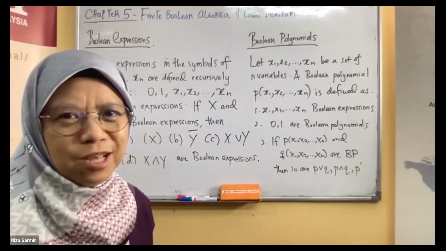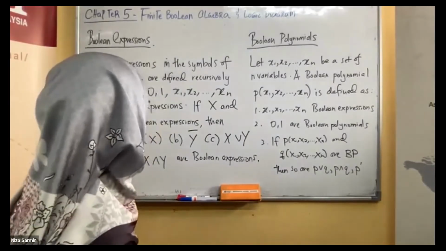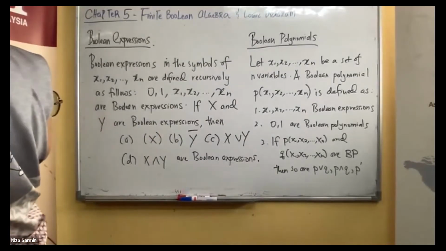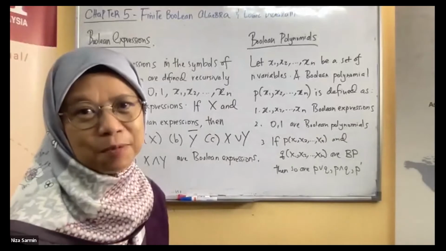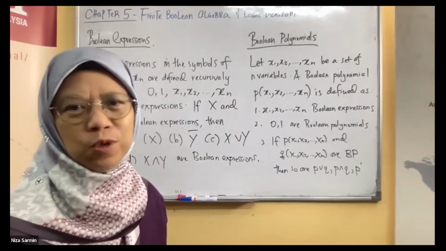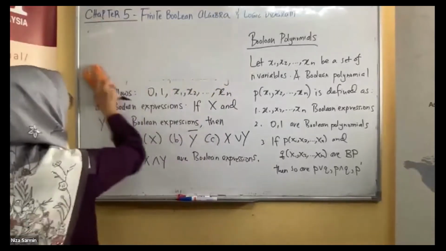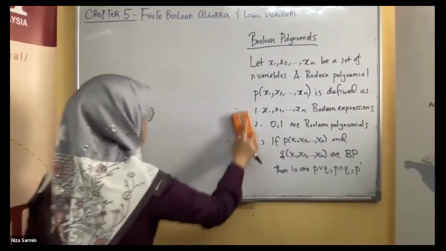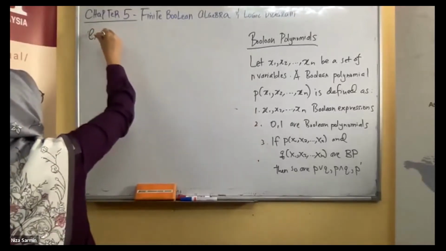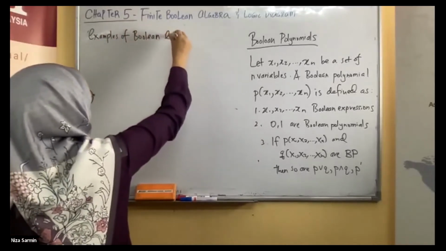What is that Boolean expression and Boolean polynomial? Let me give an example. It's actually like a polynomial, but in terms of expression like X, Y, with zeros and ones. Okay, so examples of Boolean expression.